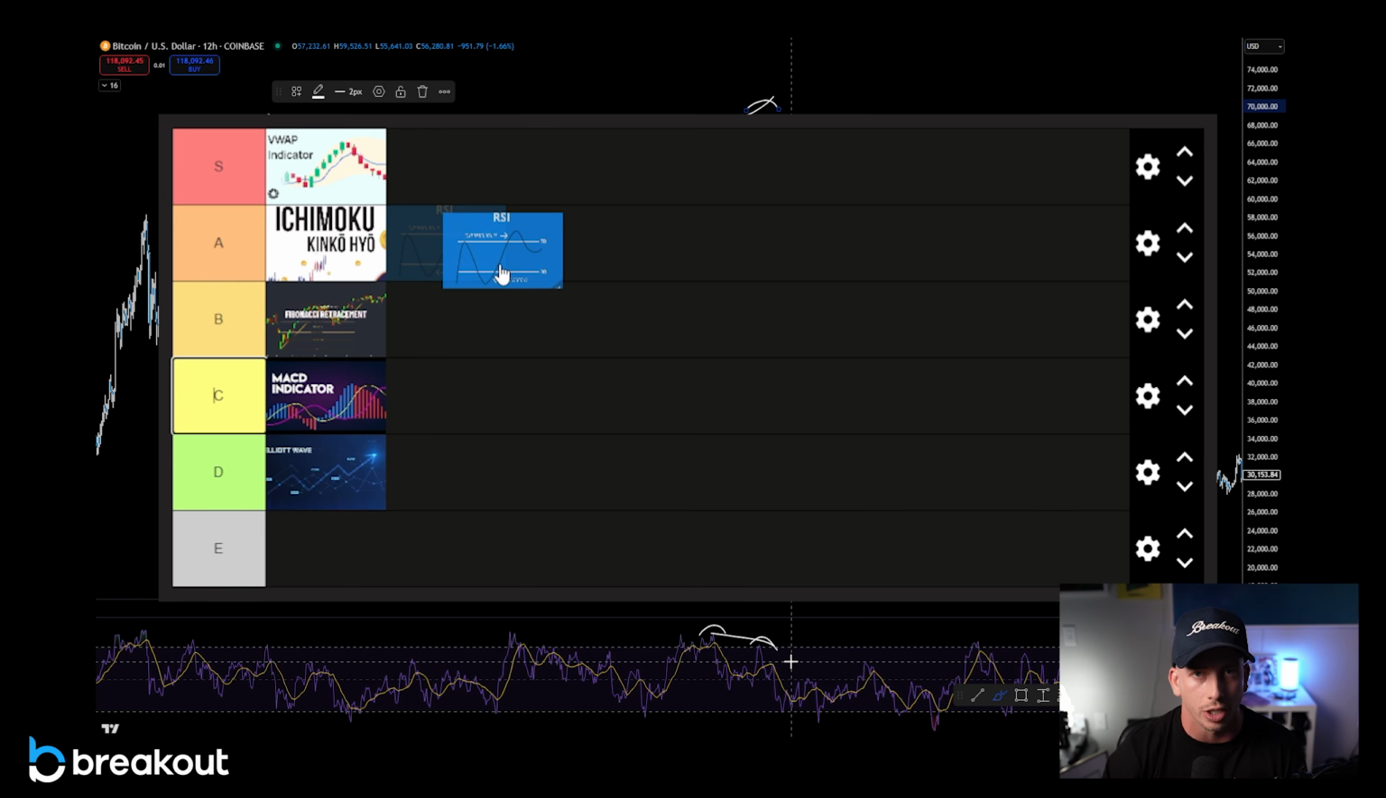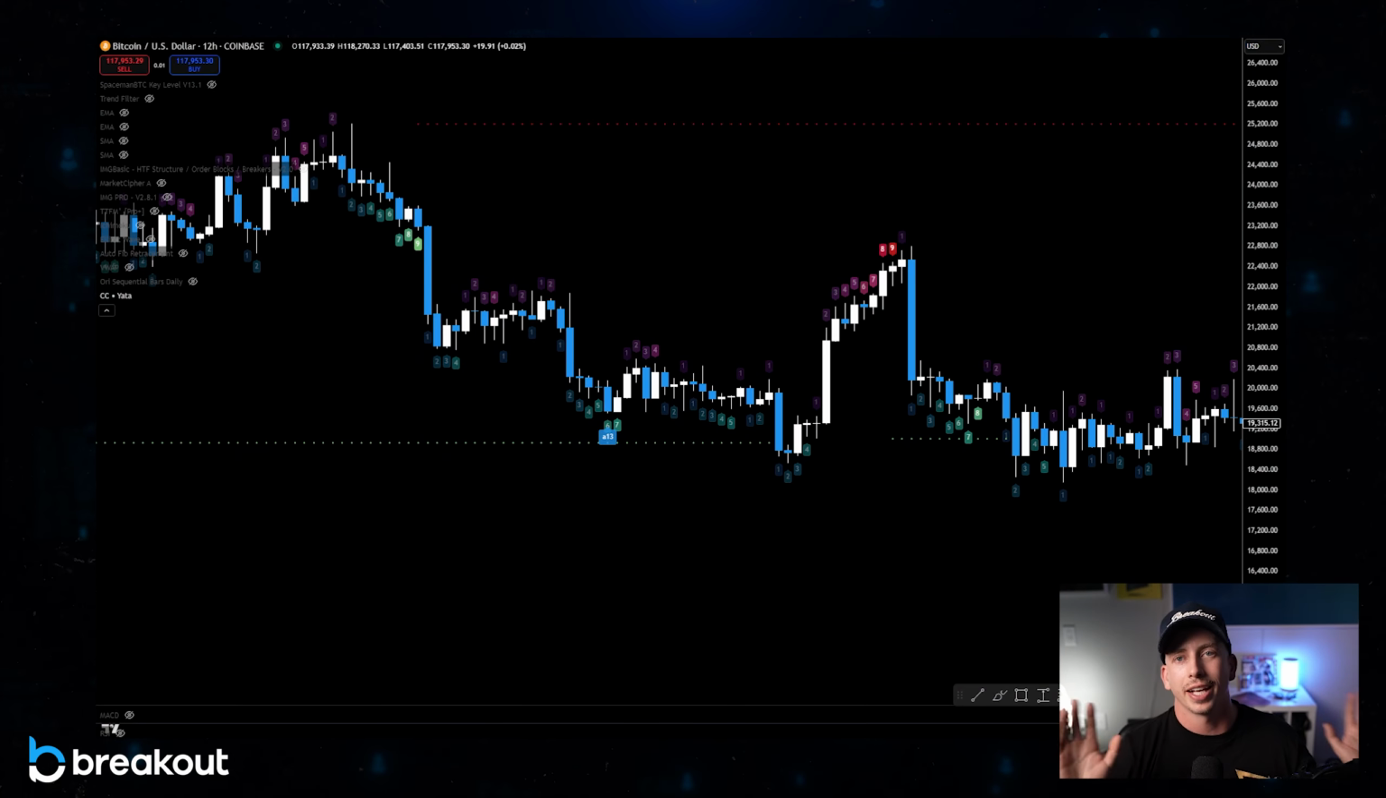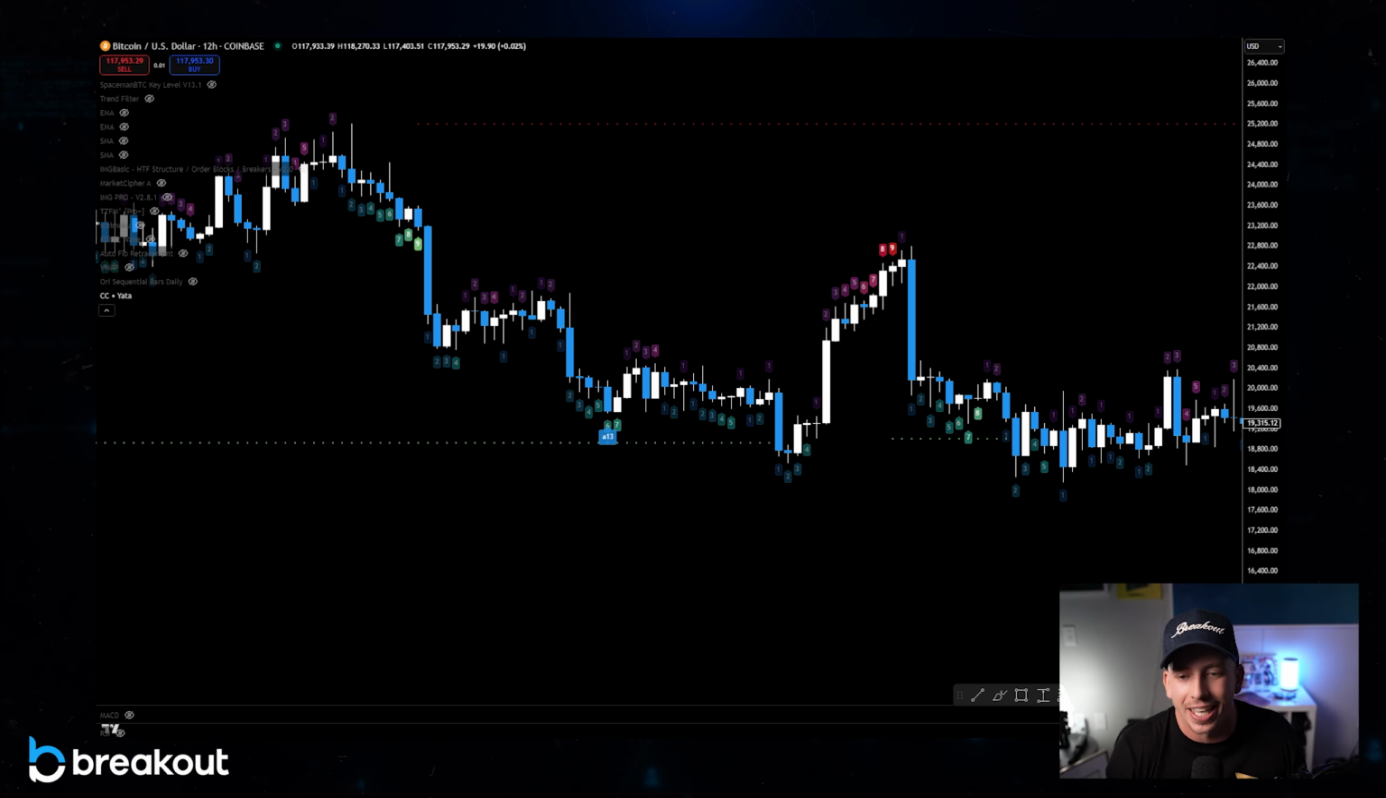This is firmly going in the A category. Next up, we have the TD Sequential. Now, guys, this one, it's not even really an indicator. It just counts candles for you. Can you count 1 to 9? Fantastic. You don't need this dog shit indicator.